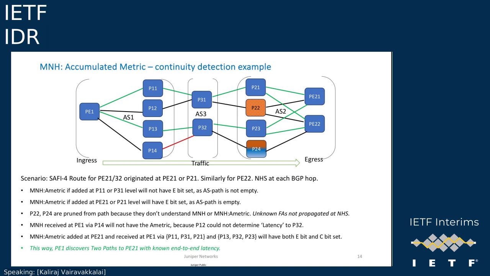PE24 will propagate the MNH if it is provisioned to do so again, but it will not include the AIGP because it does not understand AIGP. So eventually we get two paths end to end where we have the latency known. This node understands both MNH and AIGP, but it is not able to figure out the latency, and that will mean that it will not propagate that argument further. So eventually, the ingress PE1 is able to discover two possible paths to PE21 and PE22 with the known end-to-end latency, which it can work on. So this is just the protocol machinery of how the contiguity detection works.